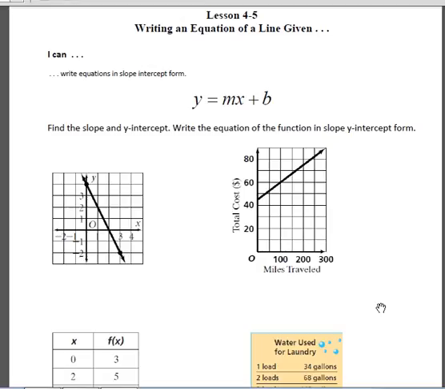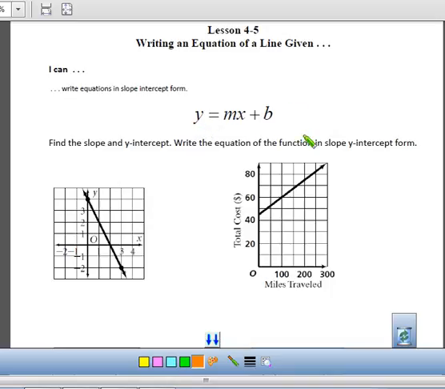Welcome to the video lesson or video notes for lesson 4.5, and this begins on page 19 in your notes packet. This lesson is about writing an equation of a line given certain information. So we've already learned about writing an equation in the form of y equals mx plus b. Our learning target for this lesson is: I can write equations in slope-intercept form.